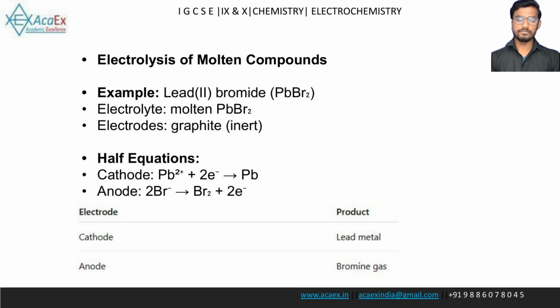The half equations for the reactions are: at the cathode, a lead 2+ ion plus 2 electrons produces solid lead metal. At the anode, 2 bromide ions produce a molecule of bromine gas plus 2 electrons. The final products are lead metal at the cathode and bromine gas at the anode.